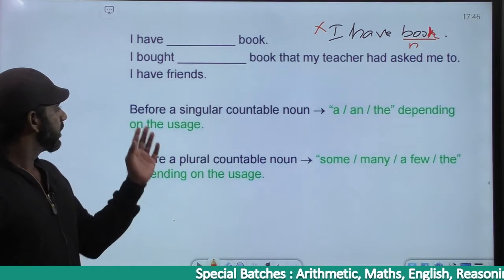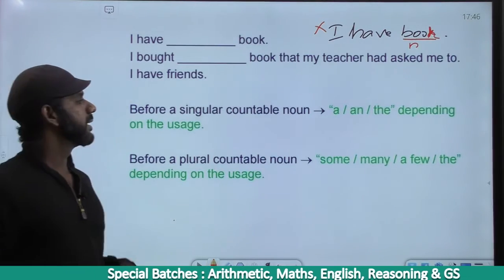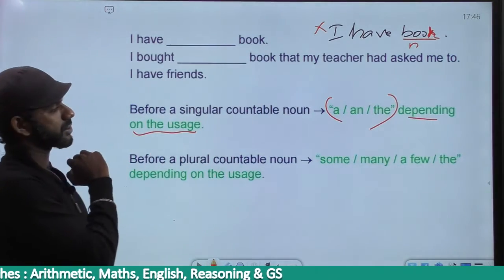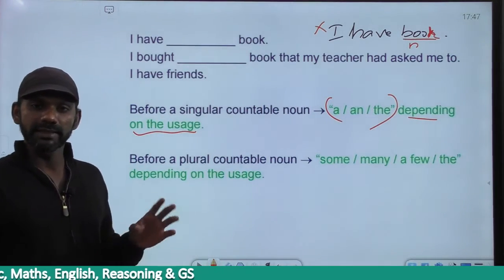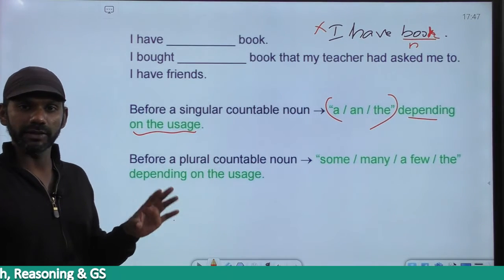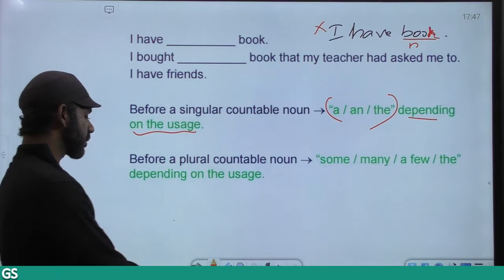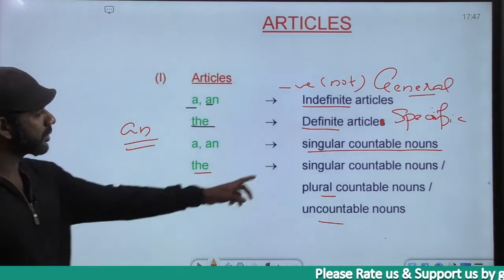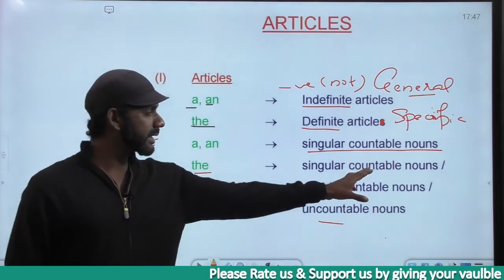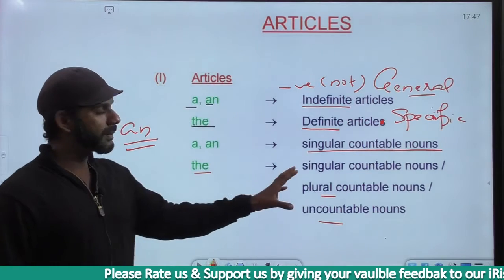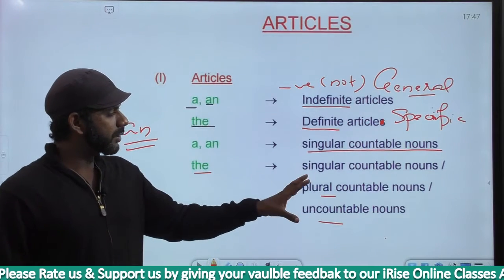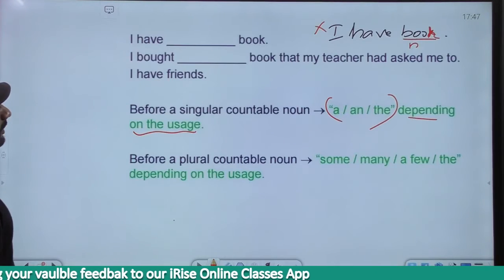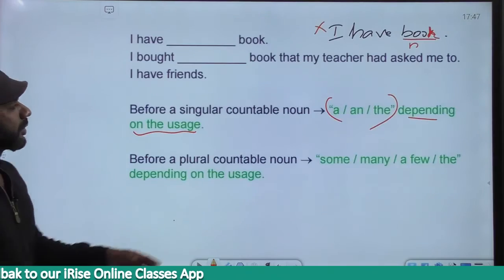Now, the rule is this. Before a singular countable noun, there will be a, an or the depending on the usage. A and an are used with singular countable nouns. The can be used with singular countable nouns as well, because the can be used with singular countable nouns, plural countable nouns and uncountable nouns. Right? So before a singular countable noun, there will be a, an or the depending on the usage.